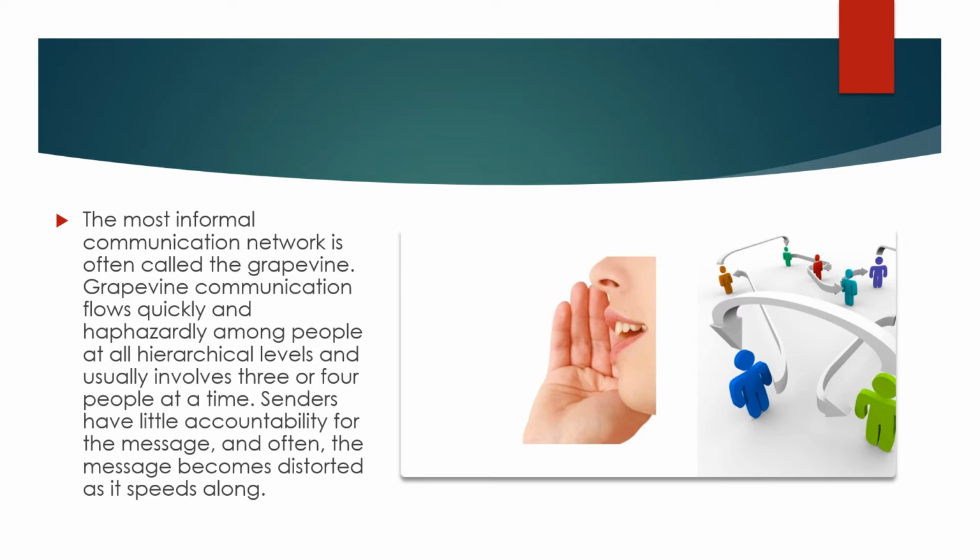So the most informal communication network is often called grapevine. Grapevine communication flows quickly and haphazardly among people of all hierarchies. We just said this on that last slide. It usually involves 3 or 4 people at a time. Senders have little accountability for that message, and often the message becomes very distorted as the speed goes.